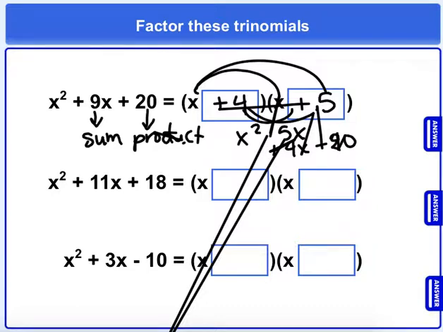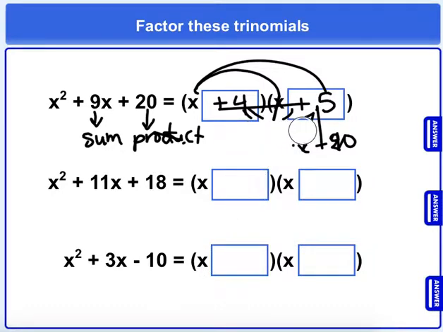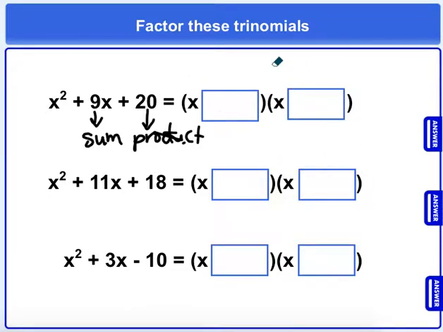Okay, let me erase a little bit so that we don't have all of these lines going everywhere. Okay, so you can see our answer. So we end up seeing, okay, we have that sum and that product, we have plus 4 and plus 5.